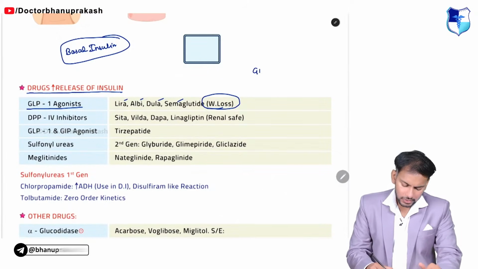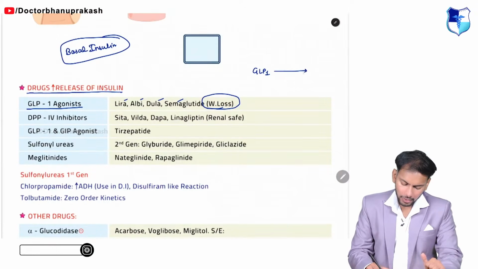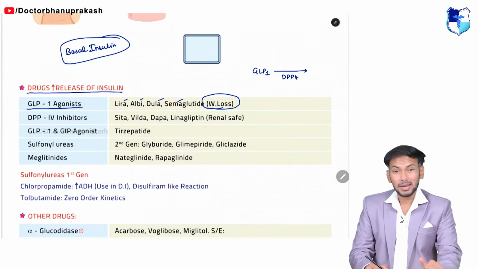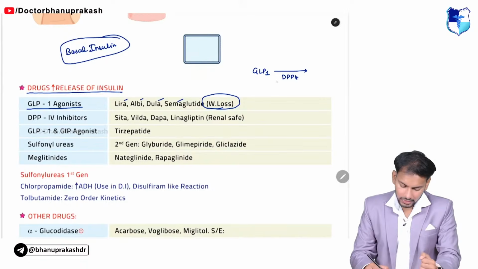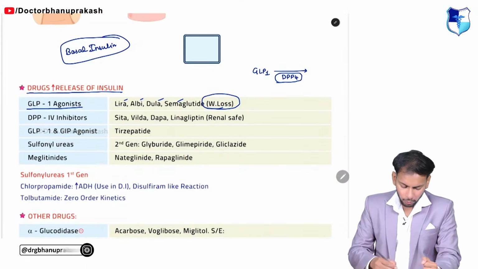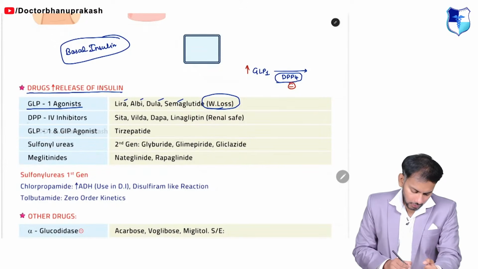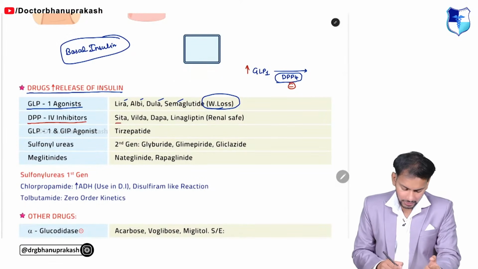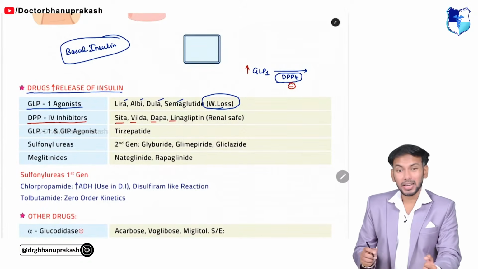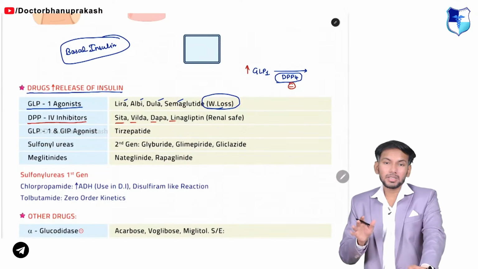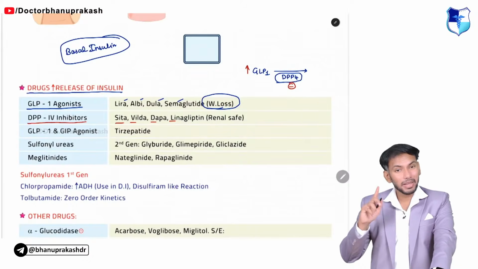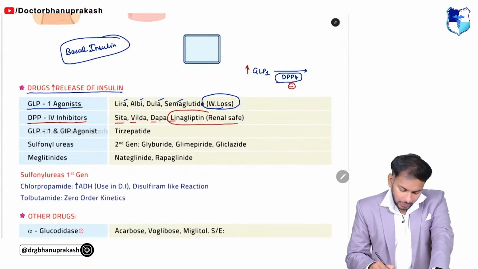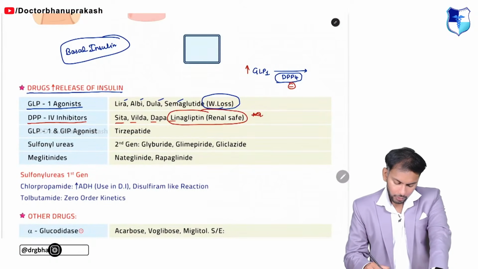Now, if you see, GLP-1 is metabolized by something known as DPP-4. So, if you block this DPP-4, will GLP-1 increase? Obviously, that is why the other class is DPP-4 inhibitors. These are gliptins. Which gliptins? Sitagliptin, vildagliptin, dapagliptin and linagliptin. Now, all the gliptins are not safe in renal failure except linagliptin. Linagliptin is renal safe. This is what I want you to remember.